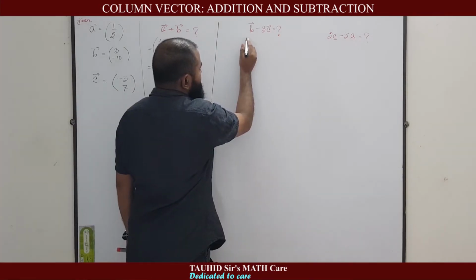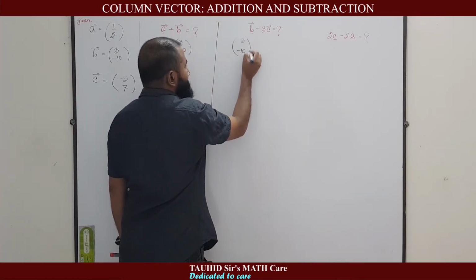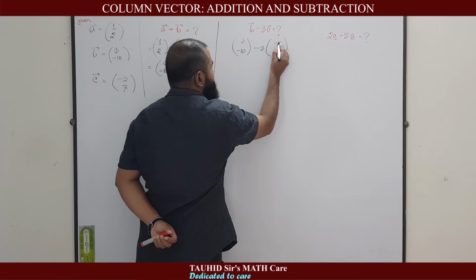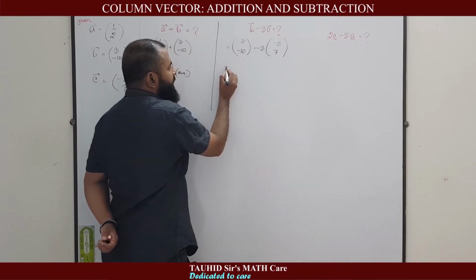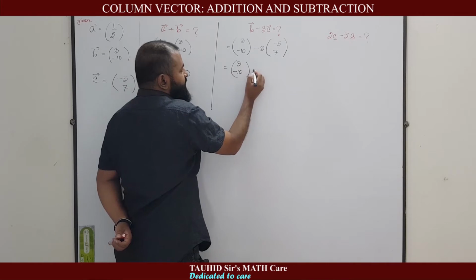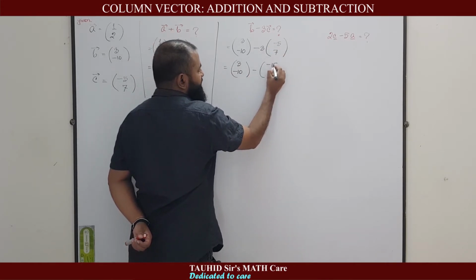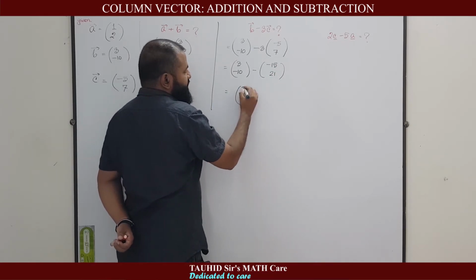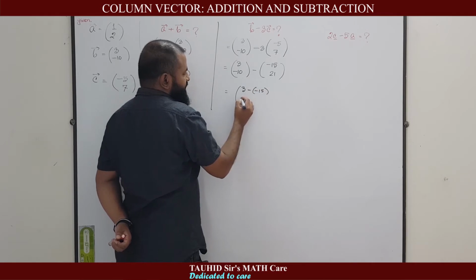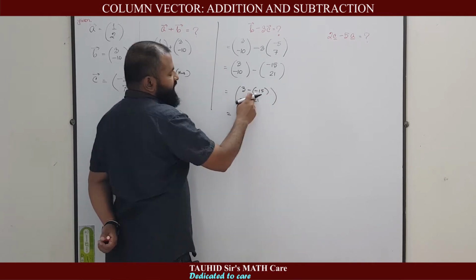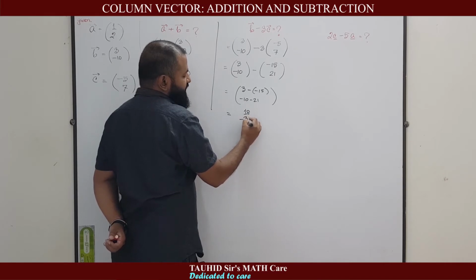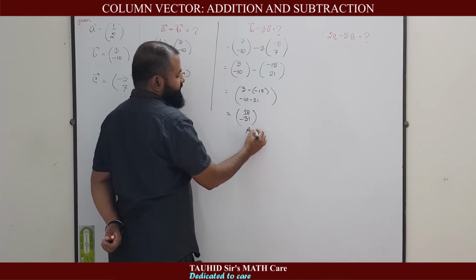Question number 2: B minus 3C. B is (3, -10), minus 3 into C. C is given as (-5, 7). 3 into minus 5 is minus 15, 3 into 7 is 21. So while subtracting, 3 minus of minus 15 is minus minus, plus, 3 plus 15, 18. Minus 10 minus 21 means minus 31. This is our answer.